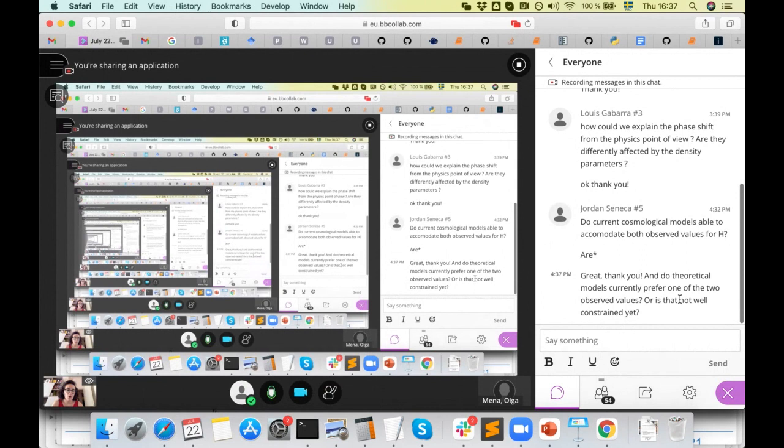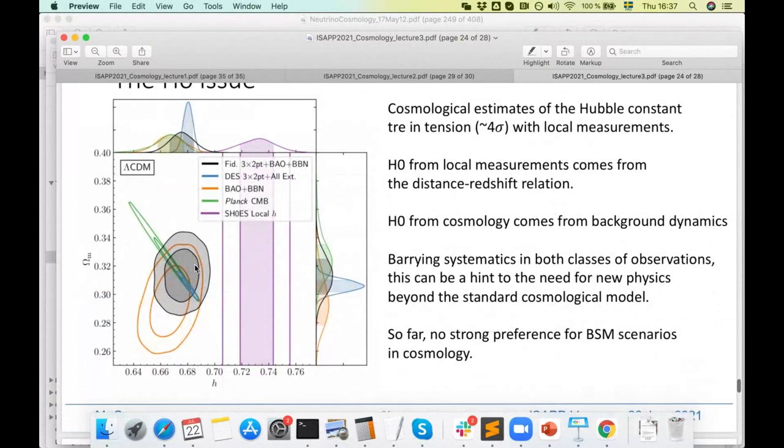There is a slight preference, I would say, for the cosmological value, just because for the cosmological value we have many different combinations of data sets that are independent from each other that are pointing towards the very same value. So in this plot here, these different contours, the orange one, the black one, green and blue, have been obtained by combining different and independent cosmological data sets.